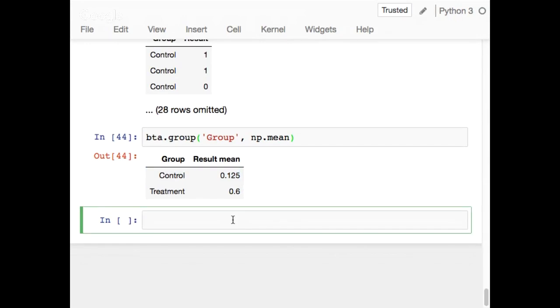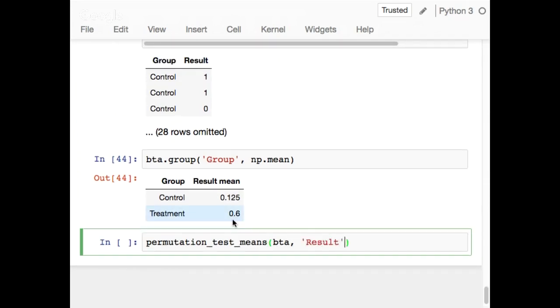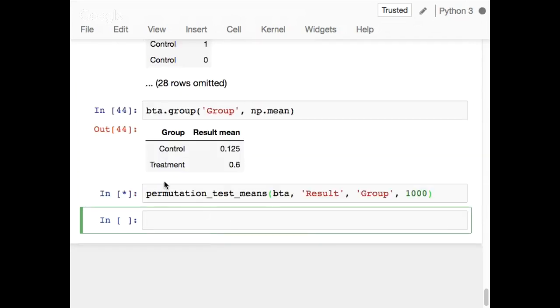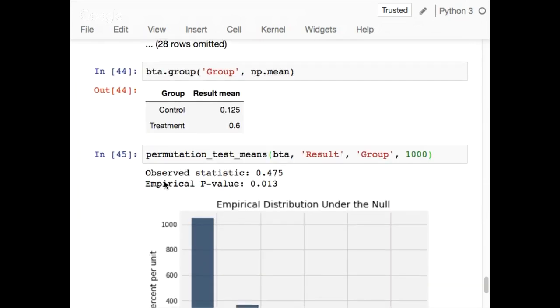Okay, we'll see if the difference is significant. And to do that, I could go through and rerun the entire permutation test thing again, or I can just call my function. Permutation test means look at my results column, the categories are my group column, and let's run 1,000 trials of that. And okay.